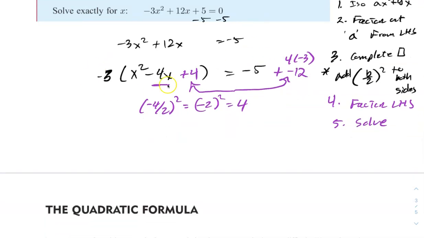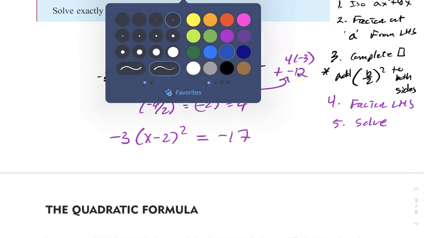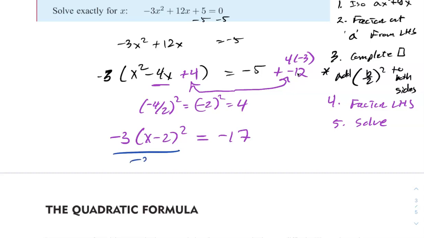So remember the way you factor this? It's always the thing before you square it. So this is going to be x minus 2 squared, with negative 3 in front. The right-hand side, you just simplify negative 5 plus negative 12, which is negative 17. And then we solve. Divide by negative 3 first. That's the first thing we do. You want to isolate the x, so you get rid of the outside first, and then we get rid of the square.